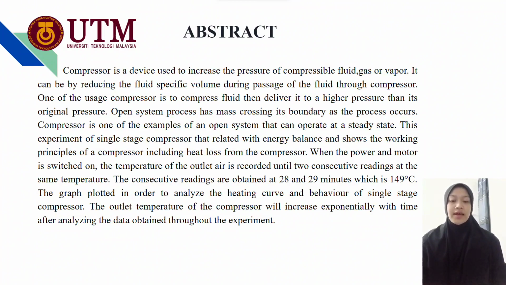An open system process has mass crossing its boundary as the process occurs. A compressor is one example of an open system that can operate at a steady state. This experiment on a single-stage compressor is related to energy balance and shows the working principles of a compressor, including heat loss from the compressor. When the power and motor are switched on, the temperature of the outlet air is recorded until two consecutive readings are at the same temperature.